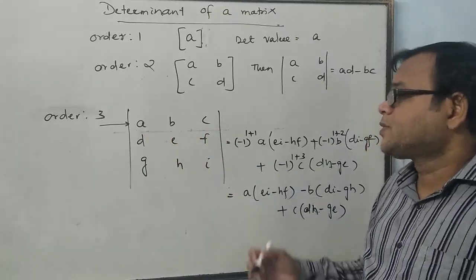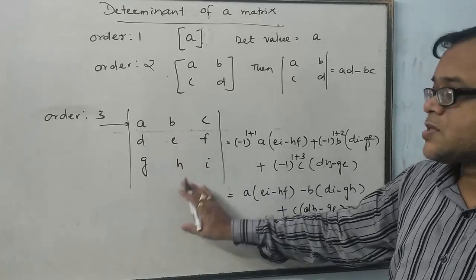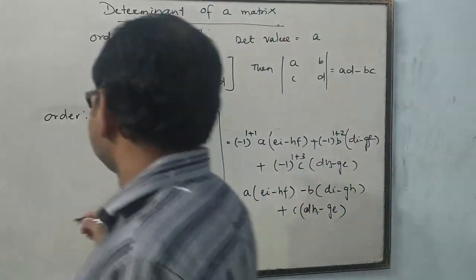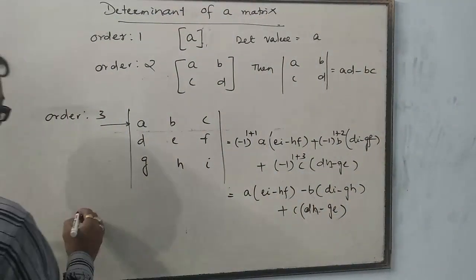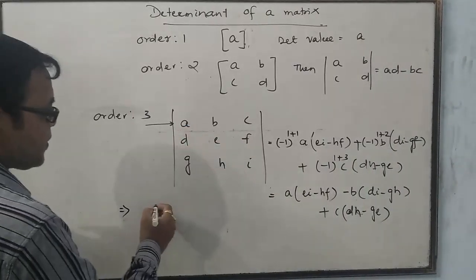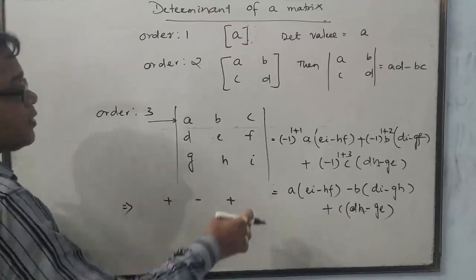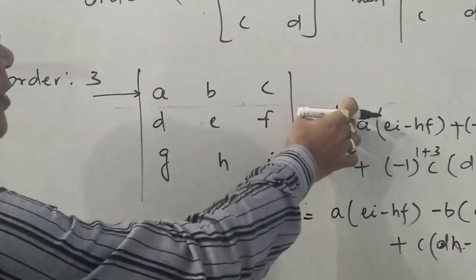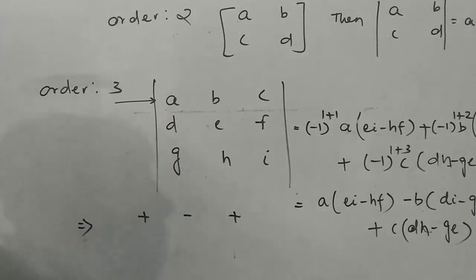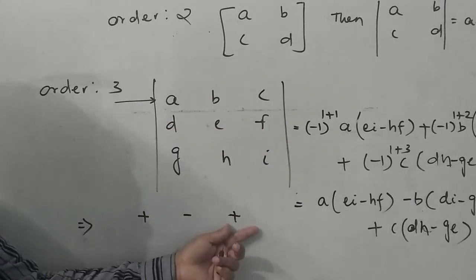We can operate this determinant by taking any row or column, but the signs should be remembered. So I am going to take the signs. Here the first row will have the sign minus 1 to the power 1 plus 1, it is plus, it is minus, it is plus. Minus 1 to the power 1 plus 1, plus; minus 1 to the power 1 plus 2, it is minus; minus 1 to the power 1 plus 3, it is plus.